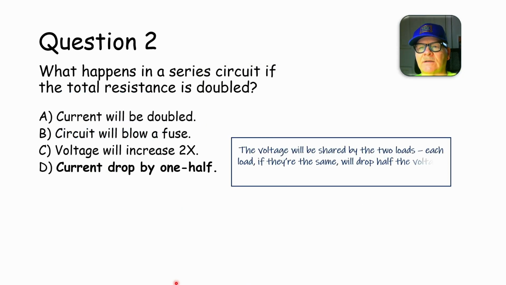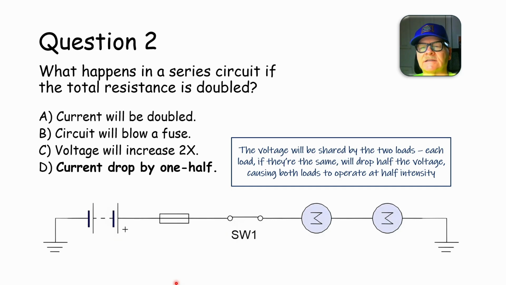What happens in a series circuit? If the total resistance is double, current will drop by 1/2. The voltage will be shared by two loads. If these are two fans, they're going to run at half speed. They're going to divide the voltage between them. The switch closed.